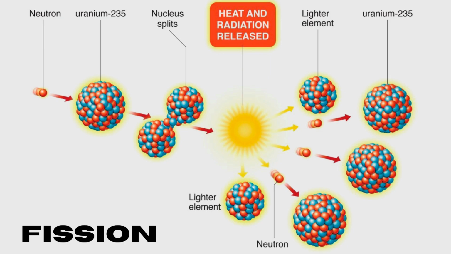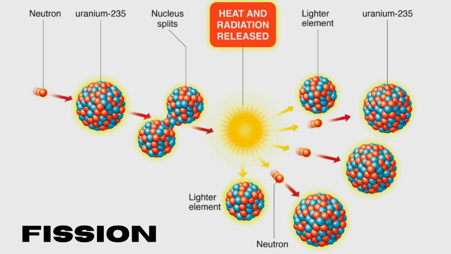Picture this. A stray neutron comes along and hits a big, wobbly nucleus, like uranium-235. The nucleus absorbs it, gets super unstable, and then splits apart into two smaller, more stable atoms. When it does this, it releases a ton of energy. But, crucially, it also releases 2 or 3 more neutrons, and those neutrons can then fly off and hit other uranium atoms, setting off a chain reaction.